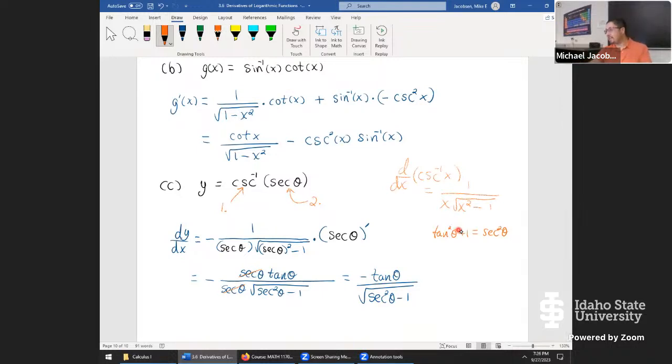Subtract 1 from both sides, and tangent squared theta is our secant squared theta minus 1. And we could put that in right here. A tangent squared theta goes in that location. Does that make sense at the moment?